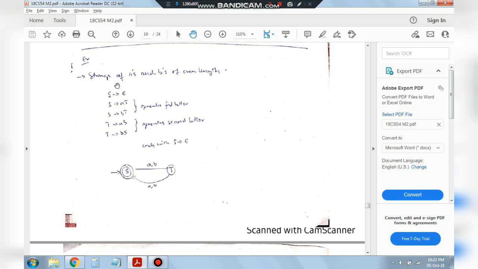Here's an example: strings that contain A and B of even length. Even length means there should be at least two. So this is the starting and the accepting state. If I have to end the string, I have to reach S, right? To reach S, I have to pass through T, and again come through T. So no matter how many times I pass, I'll do it double. If I take A, I should again come to S, so I should take B or A again. So the length of the string will be a multiple of 2, which ensures the string is of even length.